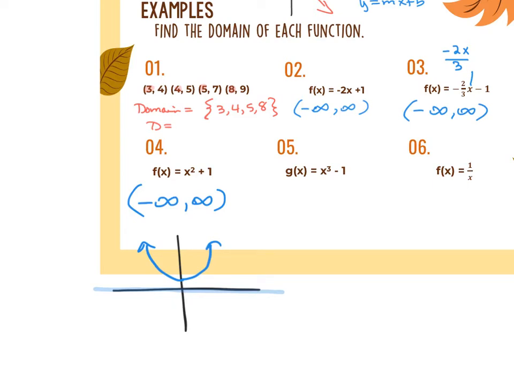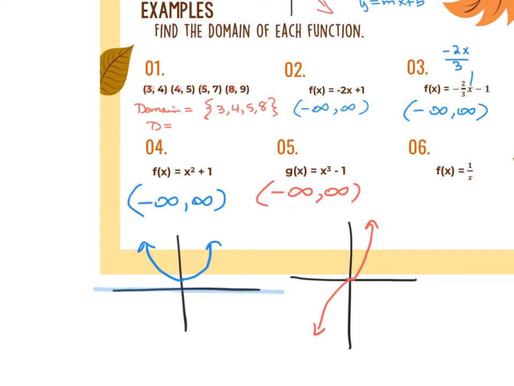Same thing with the graph of the cube function. So if I were to graph this one, notice there's no radicals and no fractions. The graph of x to the third power looks something like this. And eventually it would keep covering the entire x-axis. So this one is also all real numbers. So when in doubt, I would guess all real numbers.